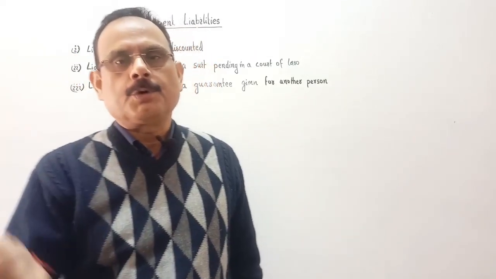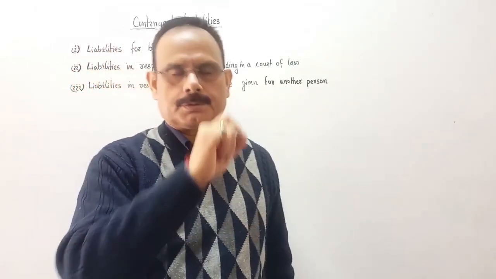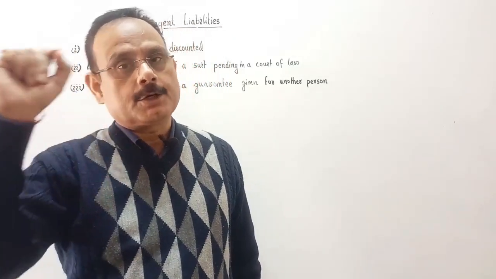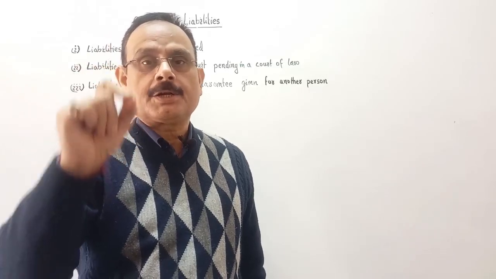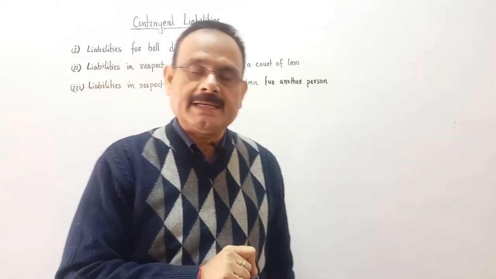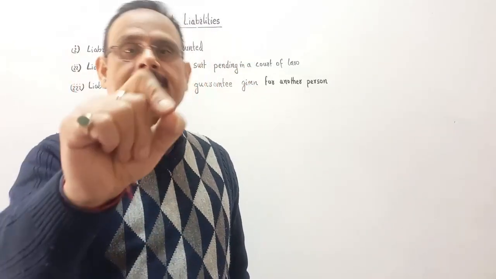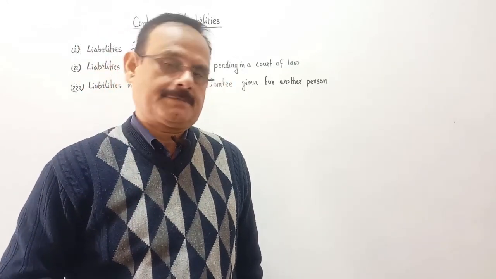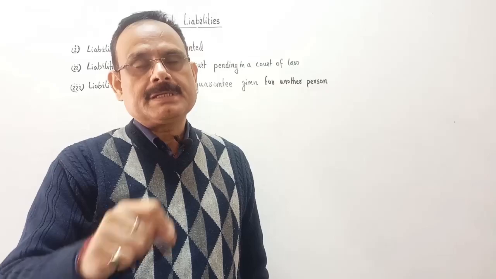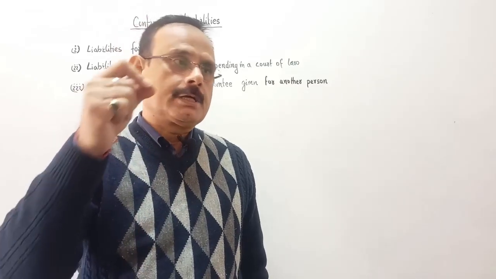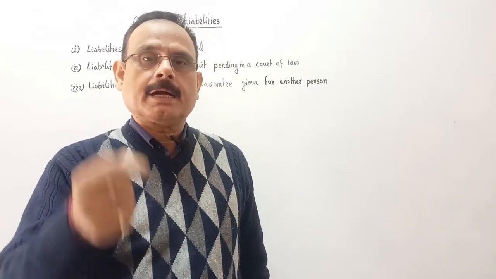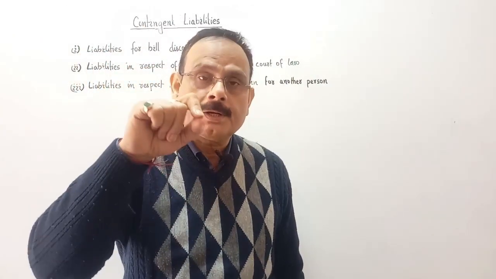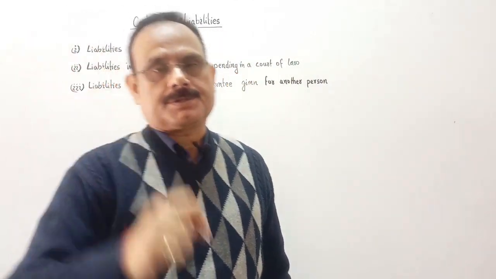it may be the Supreme Court or the High Court or a lower court. No judgment is given. There is a case in the court and the judgment has not yet come on the date of balance sheet. So that pending case is a contingent liability for the business, because the judgment may come in favor of the business and the judgment may not come in favor of the business.